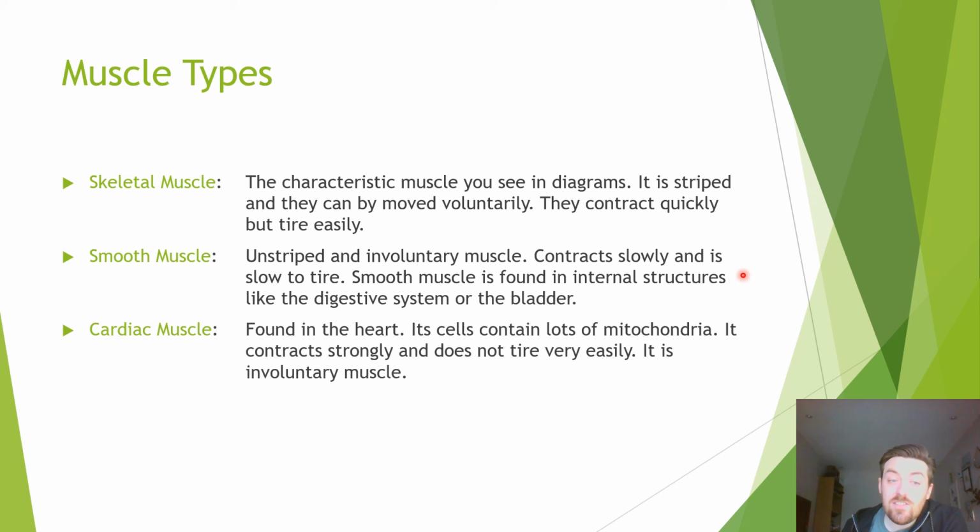But your heart contains a special type of muscle called cardiac muscle, and it contains a lot of mitochondria because it contracts quite strongly, and it does not tire very easily. Which is a good thing. Obviously, you don't want your heart to tire. And it is also involuntary.